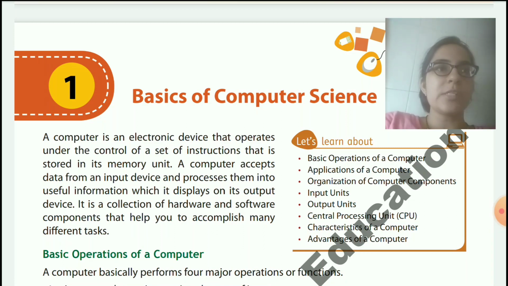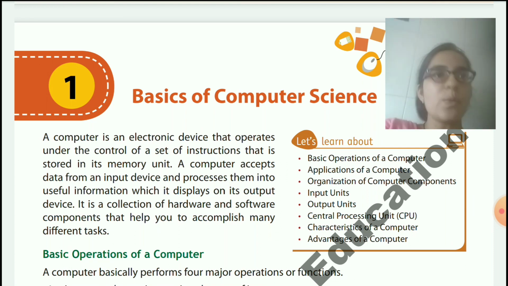Today we are going to study computers. So we will start with chapter number 1, that is Basics of Computer Science. First, let me explain to you what a computer is. The word computer is taken from the word compute, which means to calculate.